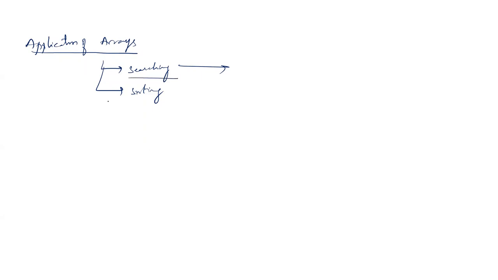To search an element in a given file, from a given n number of values, is called a search. And sorting is making it in increasing order or decreasing order. Either it is increasing order or decreasing order, that is called sorting.